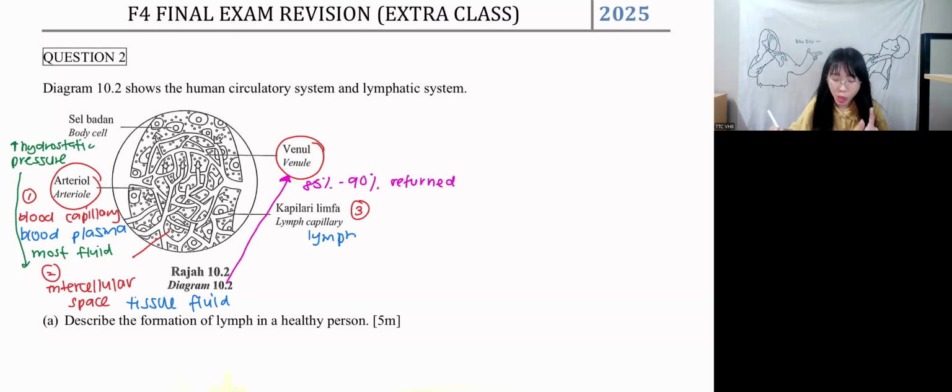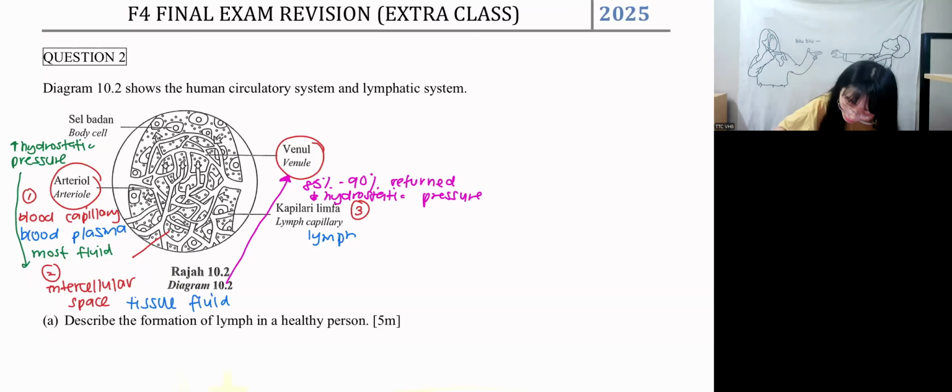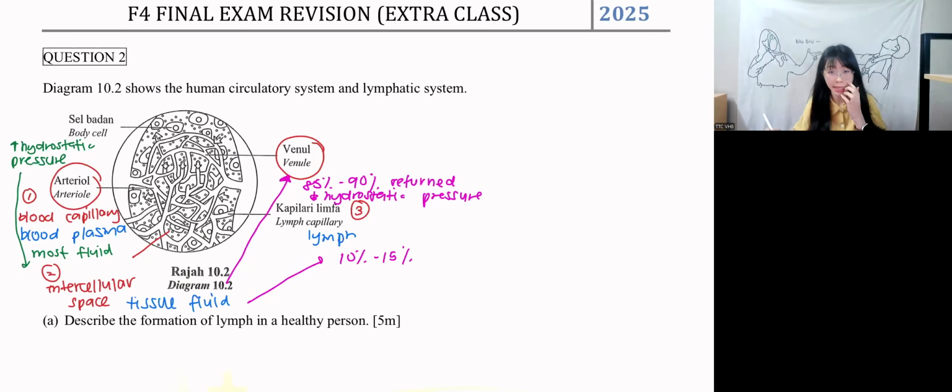Why at the venous end? Because at the venous end, they have a lower hydrostatic pressure. So what is left? You left 10 to 15%. The 10 to 15% will go to the lymph capillary as lymph. What is the difference between lymph capillary and lymphatic vessel? Lymph capillary is smaller. Vessel is the thicker one. When all of the capillaries join together, we call this a lymphatic vessel.